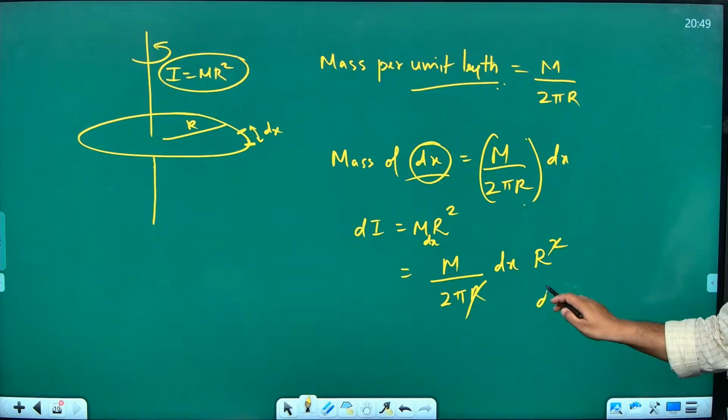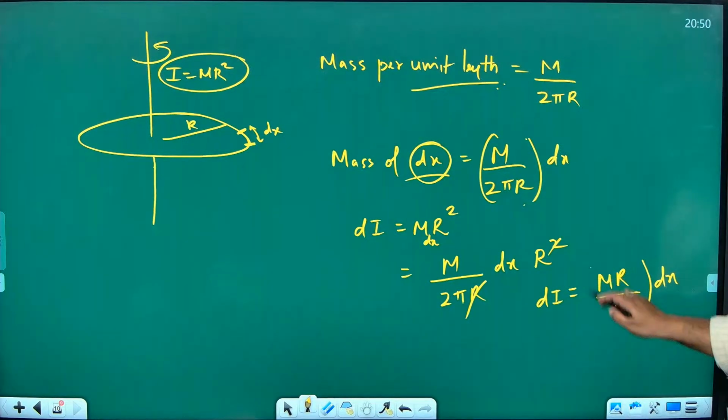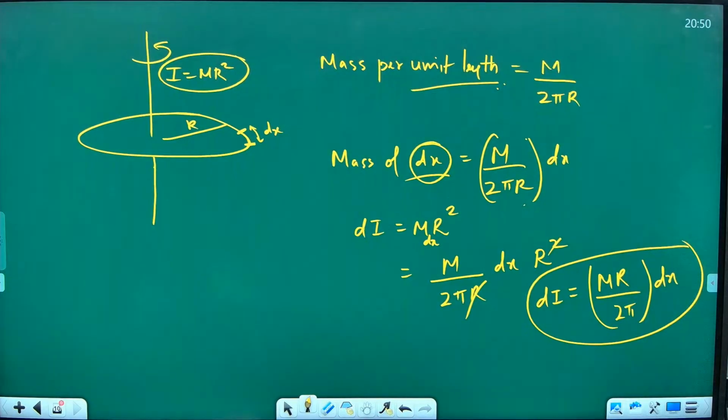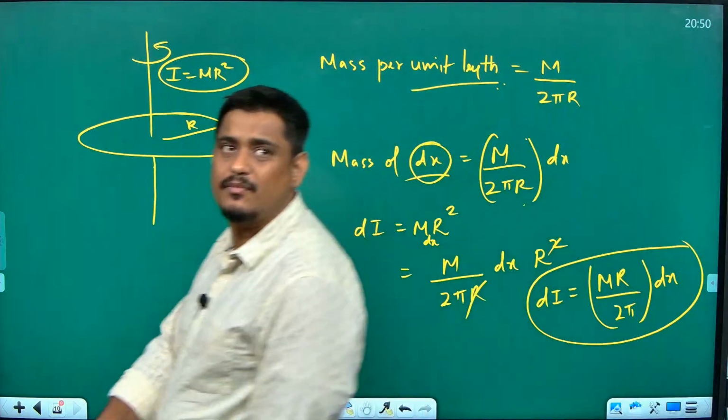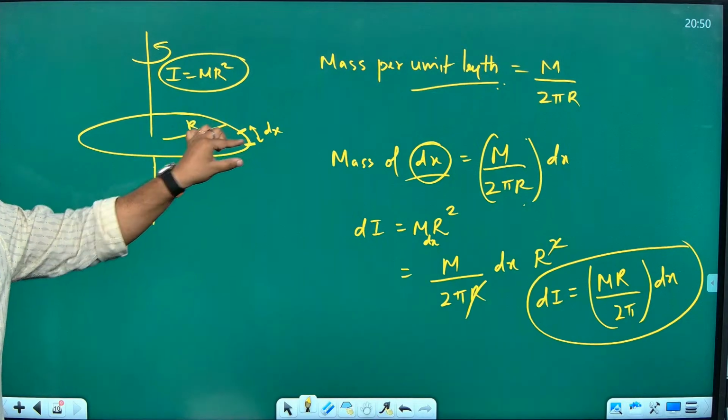So I am going to get the moment of inertia for the small portion dI as M r by 2 pi times dx. Do you agree with me? Shoaib, I hope you are understanding what I am doing. Any problem up to here? No, sir. Okay.